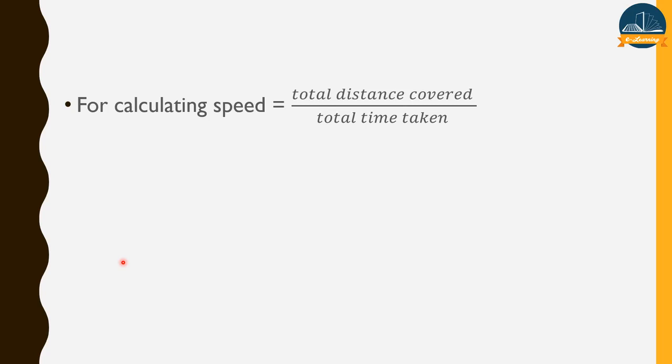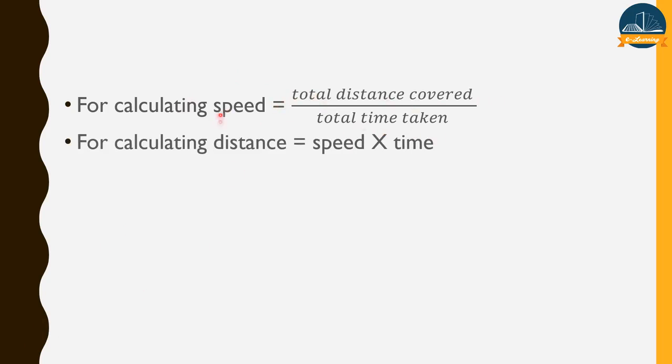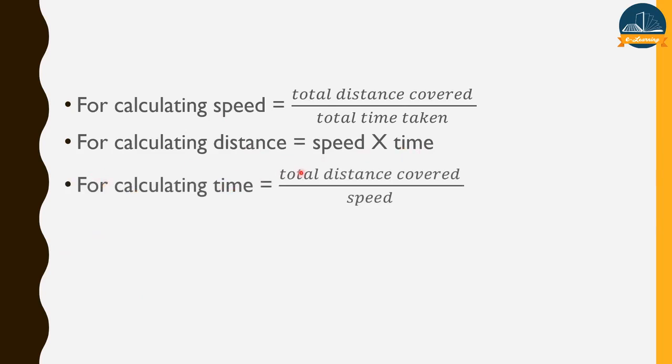For calculating speed, if total distance and total time are given to us, we can calculate the speed, and the formula for speed is total distance covered over total time taken. For calculating the distance, we use the formula speed multiplied by time, which will give us distance covered. For calculating time, the formula is total distance covered upon speed. All these three formulas are taken out from the formula of speed itself.